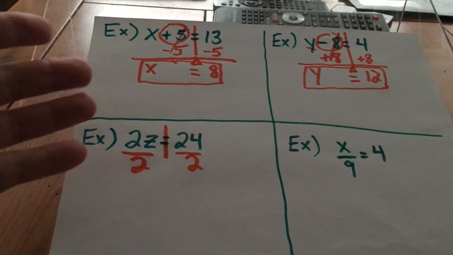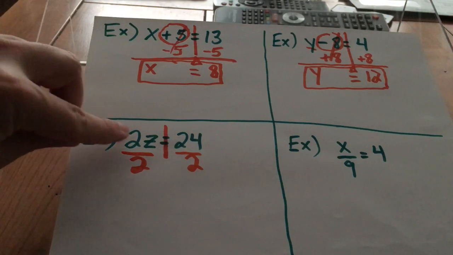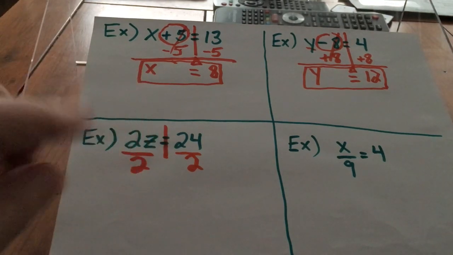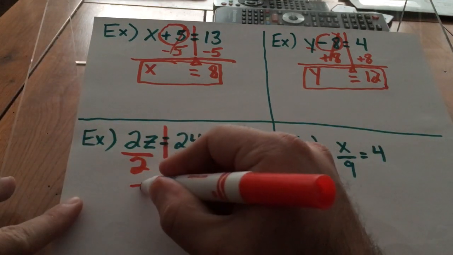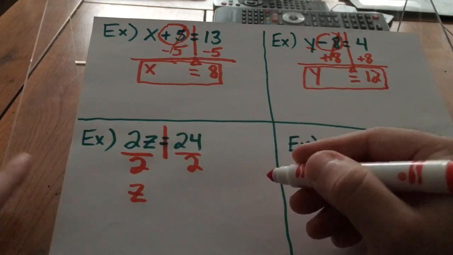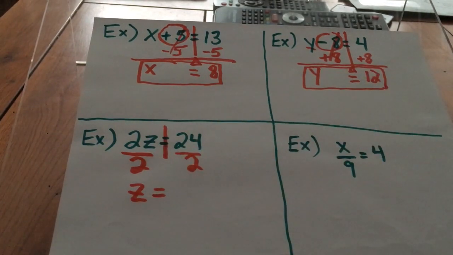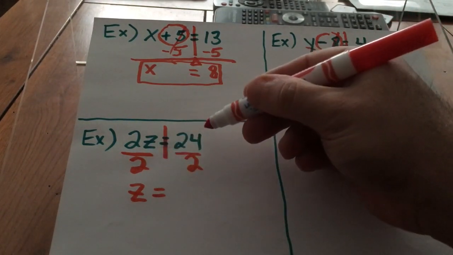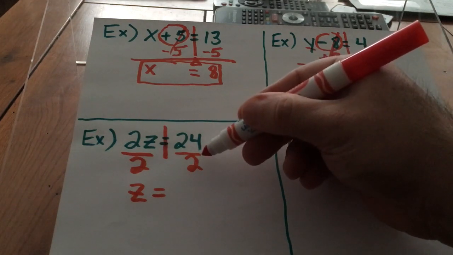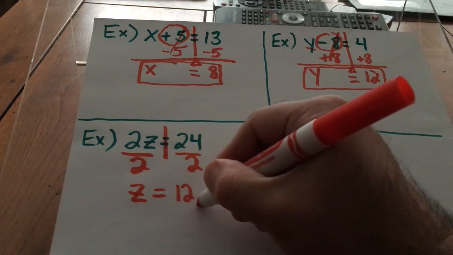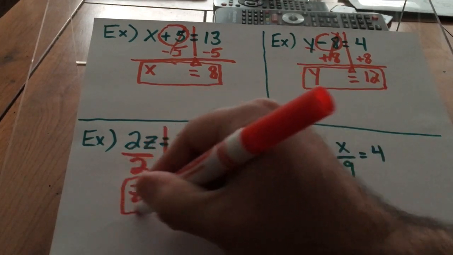So what actually happens here, why this works, is because this 2 divided by 2 is actually equal to 1, right? So you're going to have 1z left over here. And in math, we don't write the 1 just because it's standard. It's assumed that that's a 1 if there's no number there. So we're left with z on this side, and then we just have to do this operation. 24 divided by 2, z is equal to 12, and that is our answer.